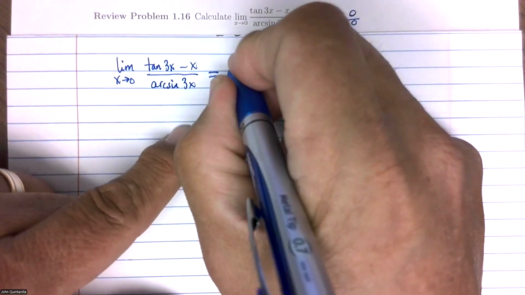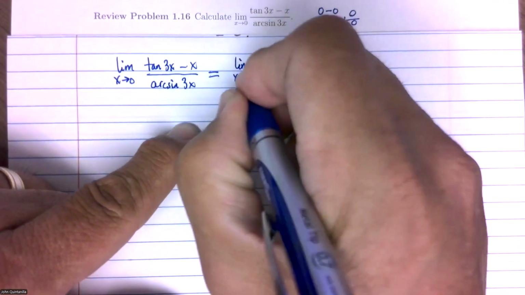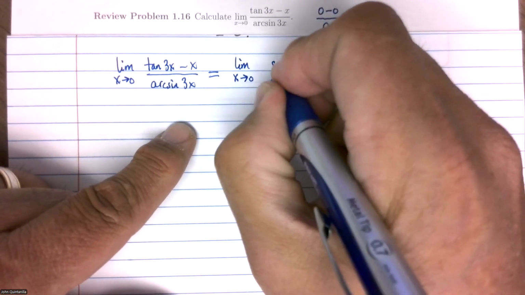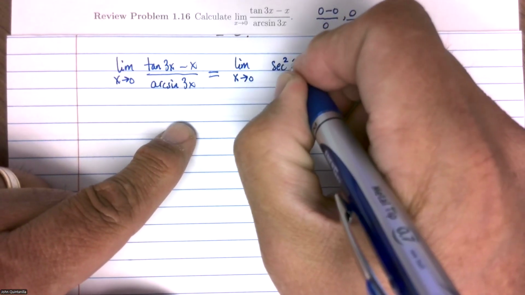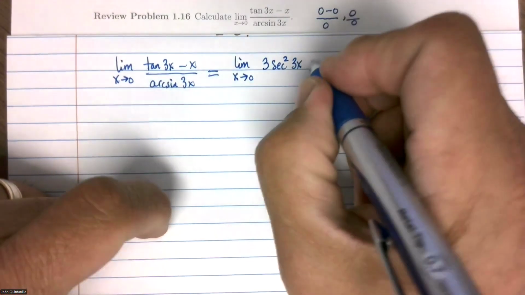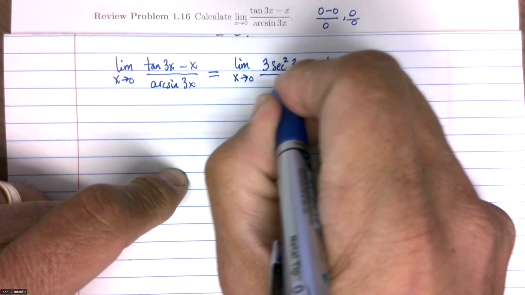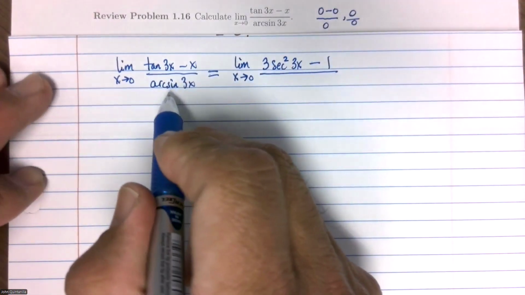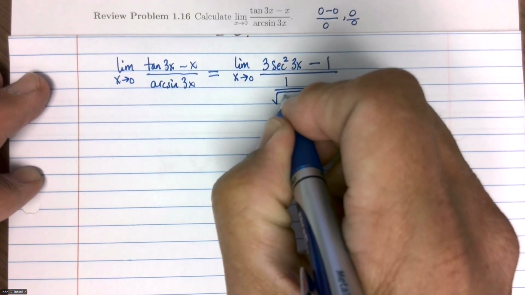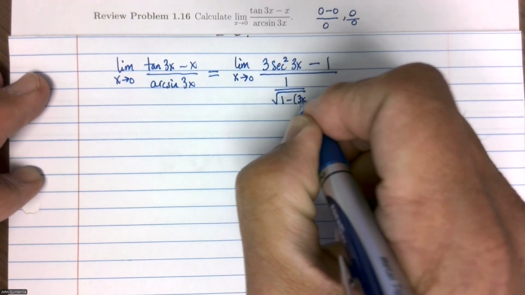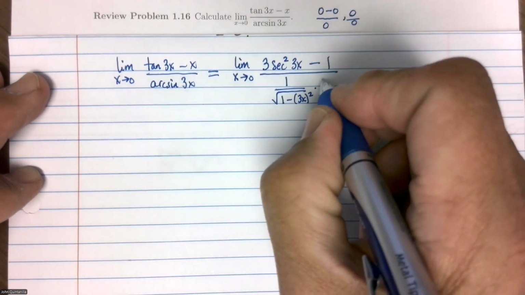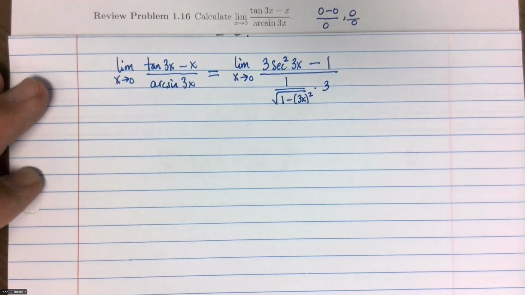Okay, so I take the derivative of both the top and the bottom. On top, we get secant squared of 3x times the derivative of the inside, which is 3, minus 1, all over. All right, on the bottom, derivative of arc sine is 1 over square root of 1 minus 3x quantity squared times the derivative of the inside, which is 3.